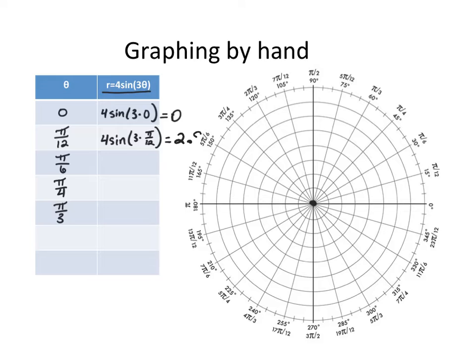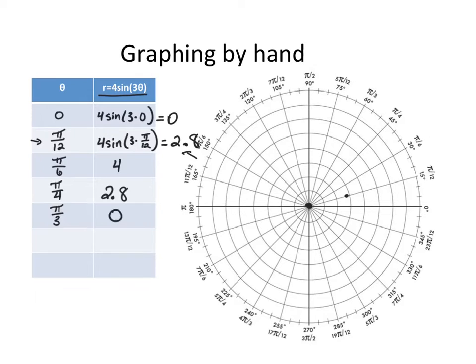2.8. And now for simplicity's sake, I'm only going to round to 1 decimal place. In other words, I'm going to point towards the angle of pi over 12, and I'm going to walk out to a radius of almost 3, but not quite. So pointing towards that angle, going out to there. Okay, so I'm going to fill out the remaining table, and then I'll go through plotting these points.